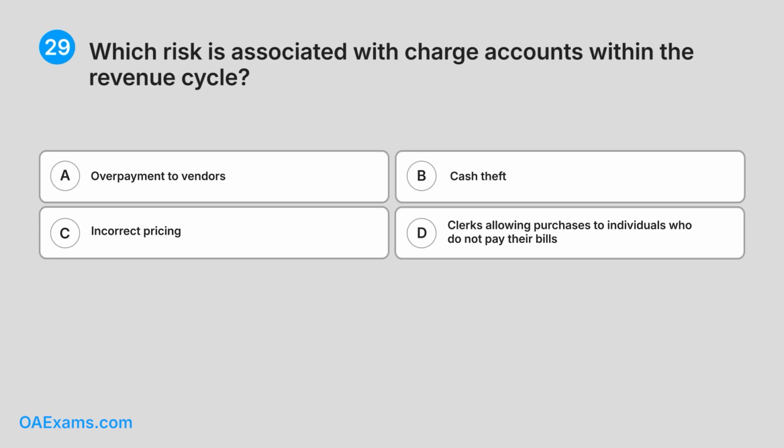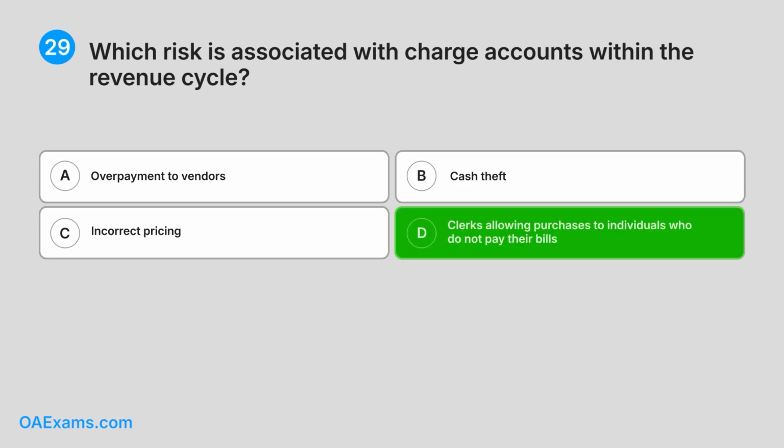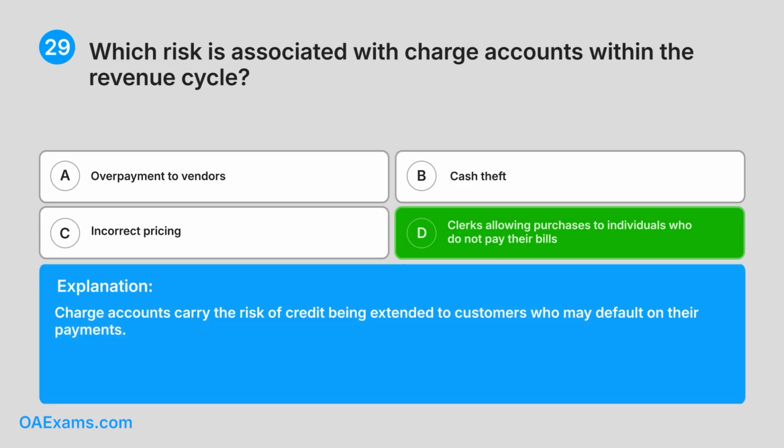Correct answer. D. Clerks allowing purchases to individuals who do not pay their bills. Explanation. Charge accounts carry the risk of credit being extended to customers who may default on their payments.